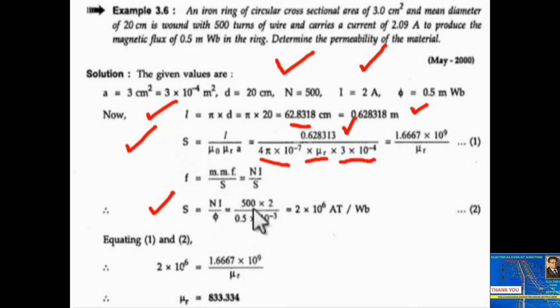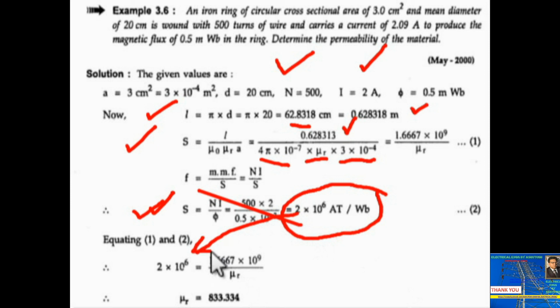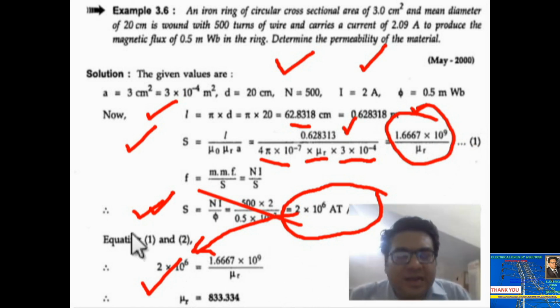So N is equal to 500, current is 2 ampere, and flux is already given, 0.5 milliweber. So you can just find out the value of reluctance S by using this second formula and put this value over here. And that is equal to 1.667 into 10 to the power 9 upon mu r, and mu r you can calculate as 833.334. So guys, that is how you can calculate each and every parameter related to this formula.